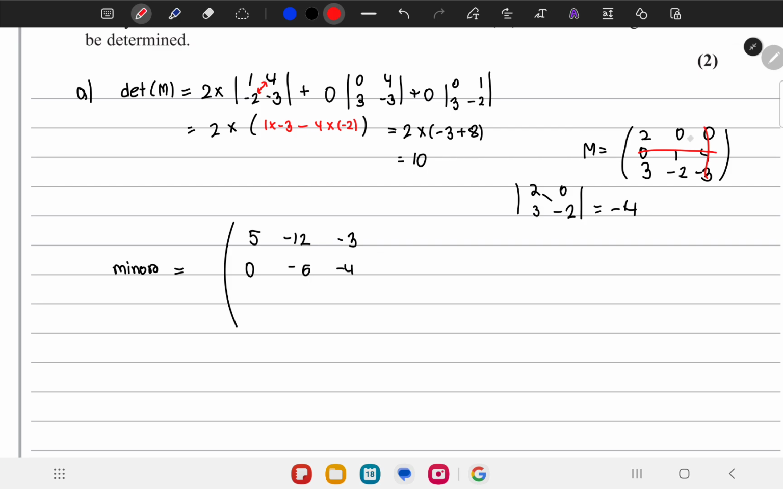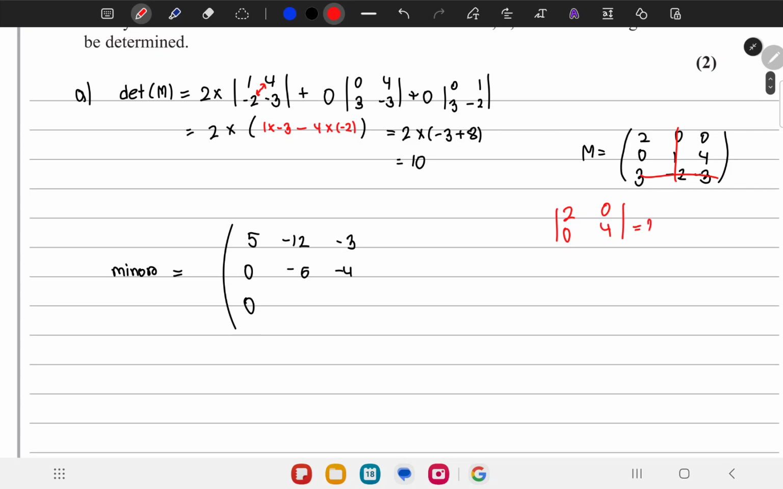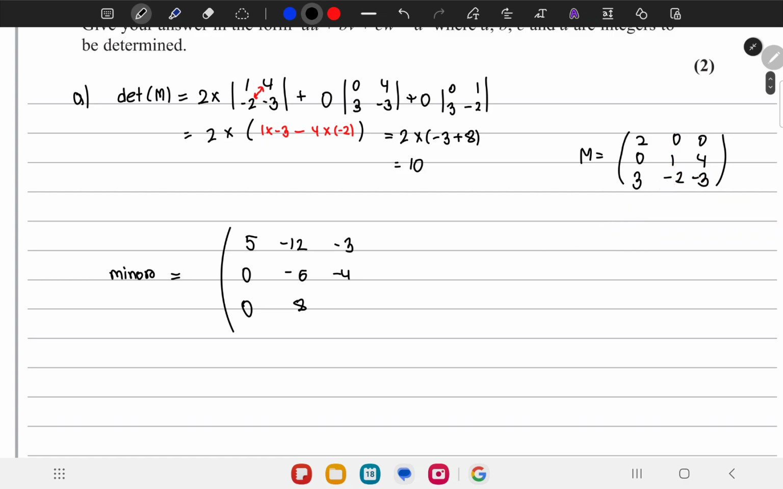Now moving on to the third row, we had 0 here. The 3, 1 entry is the determinant of this matrix, which is 0 times 4 minus 1 times 0. So it's just 0. Then it's this. So 2, 0, 0, 4, 8 is the determinant. And finally, we have the 3, 3 entry. It's the determinant of 2, 0, 0, 1. It's just 2. This is the minor.